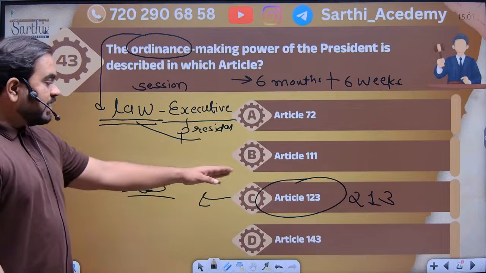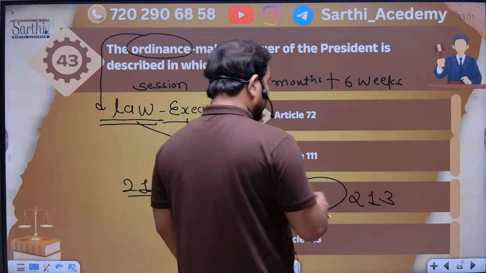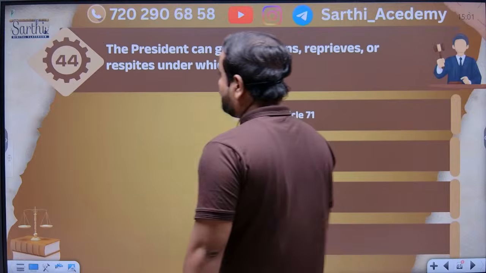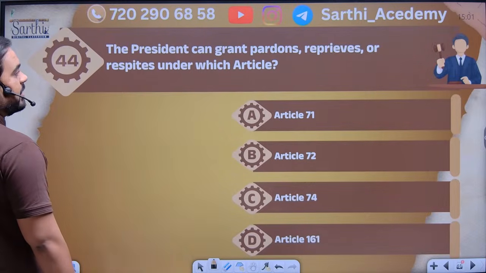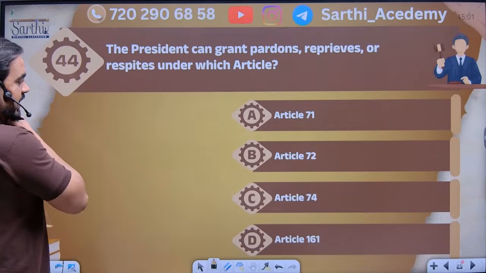So for the president it is article 123. For the governor, 213. The president can grant pardons, reprieves, respite under which article?